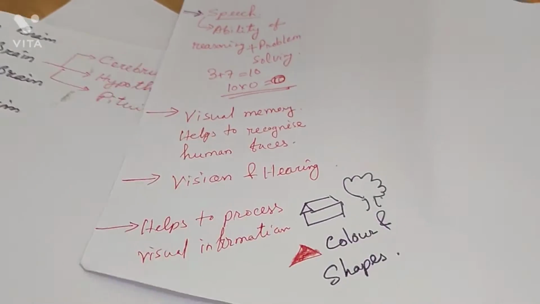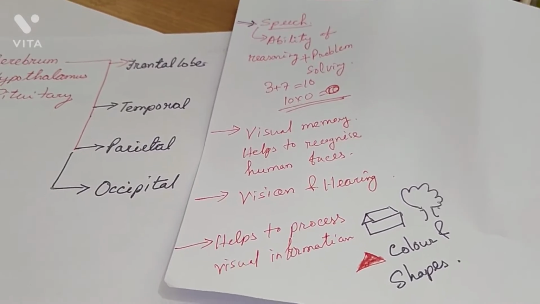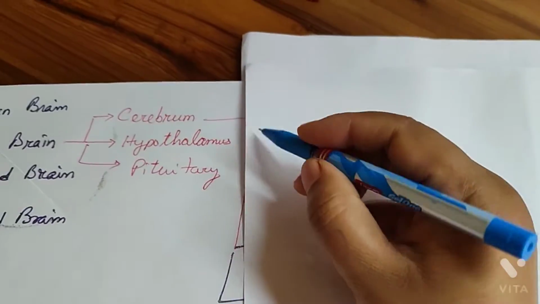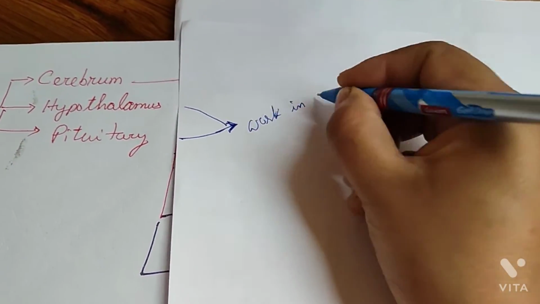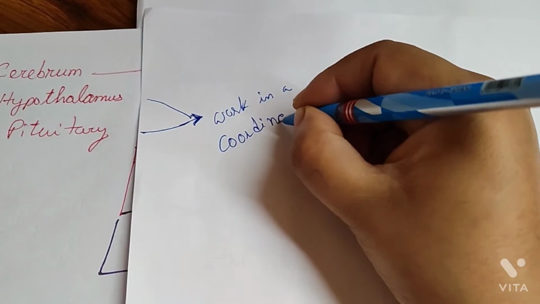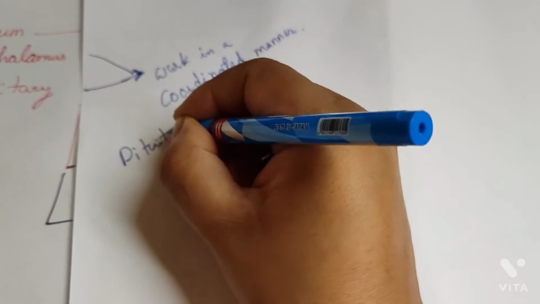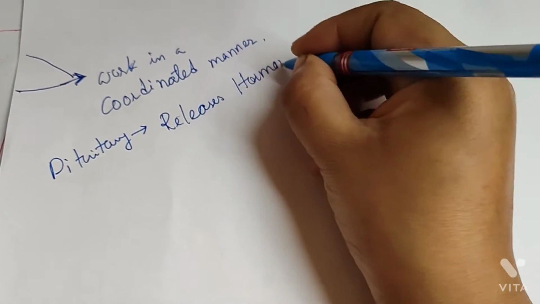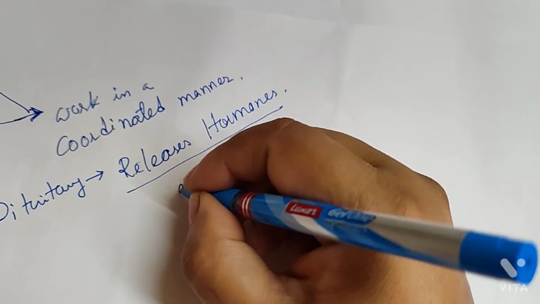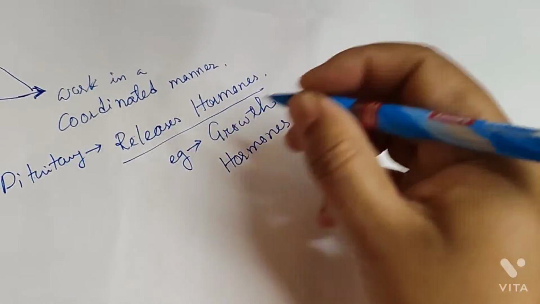Then we come to the next part of the forebrain, the hypothalamus and the pituitary. They work in a coordinated manner. The pituitary releases many hormones, for example the growth hormone, which are responsible for the metabolism in our body, for the growth of our body, and also for sexual maturation.